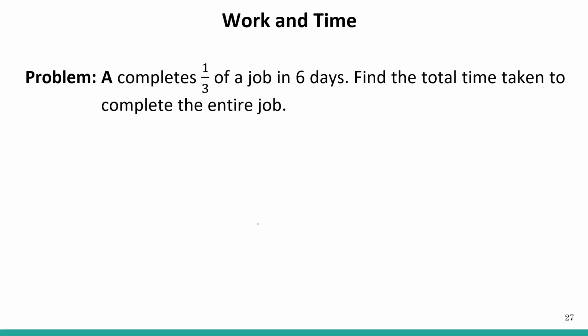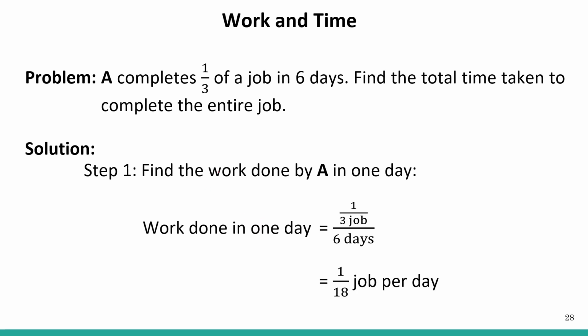So if A completes 1 by 3 of a job in 6 days, find the total time taken to complete the entire job. Okay. So what we do first is we find the work done by A in 1 day. So how much work does A do in 1 day? Work done in 1 day is equal to 1 by 3 of job, whole by 6 days, that is equal to 1 by 18 job per day.